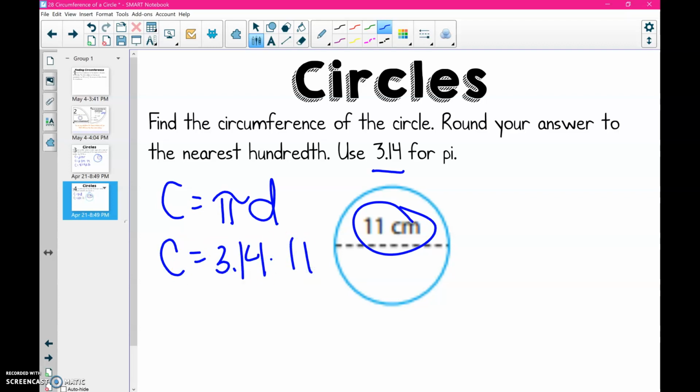Go ahead and do that in your calculator. If you want to pause to try it on your own first, you can. But I ended up with C equals 34.54. And again, we're just measuring around, so we just end up with centimeters as our label.